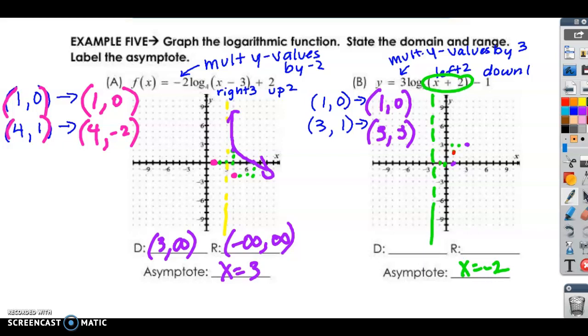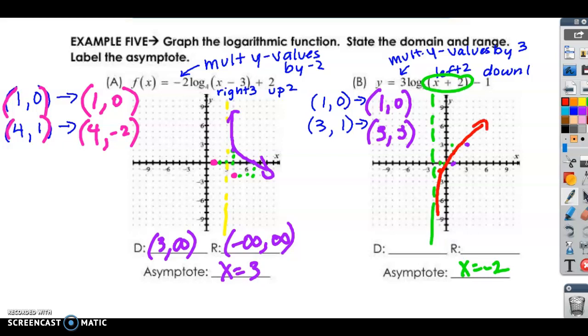Okay, if I remember, I think we were shifting the points for example 5b. So what was it? Left 2 and then down 1. We haven't gone down 1 yet. So left 2, down, oh yeah, we did do that one. So left 2, down 1, and that goes there. And now we're ready to graph.